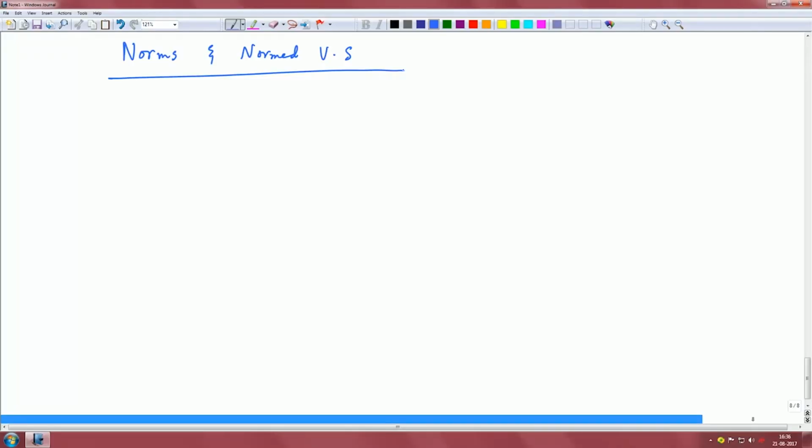So, the next part of our study would be norms and normed vector spaces. Now, the mathematical concept of associating the length of a vector is basically called a norm.